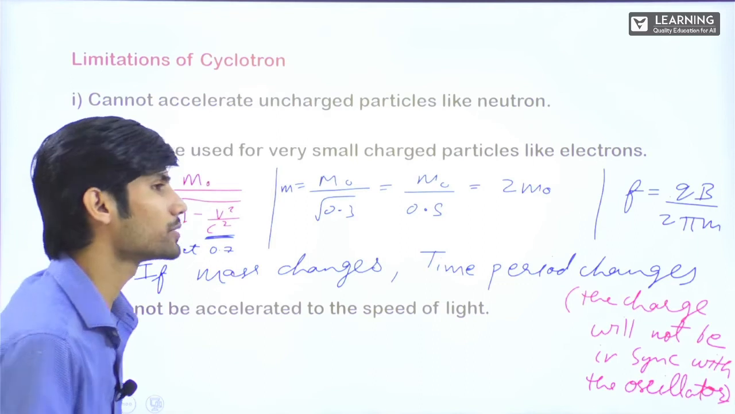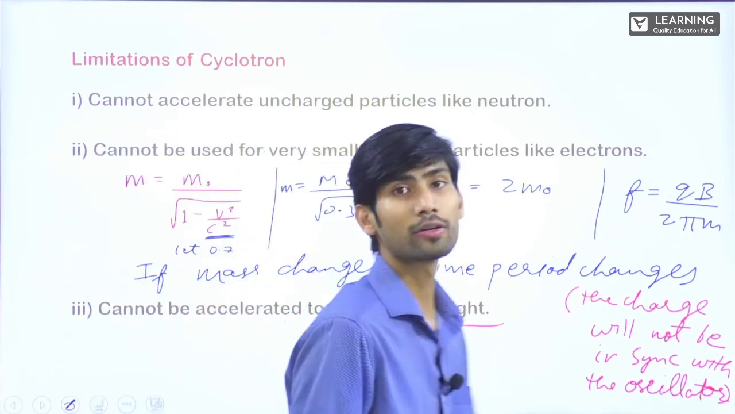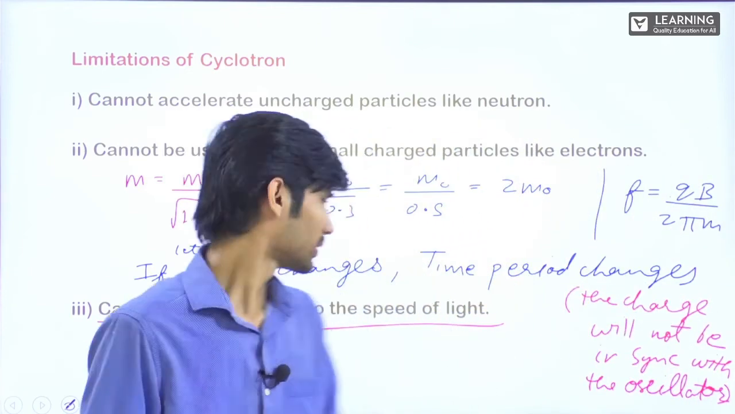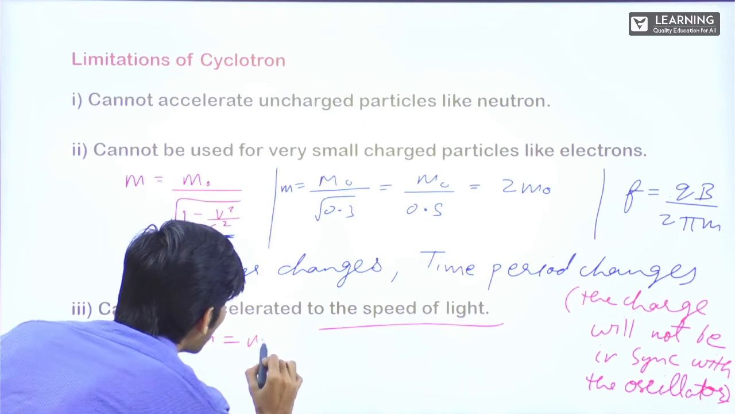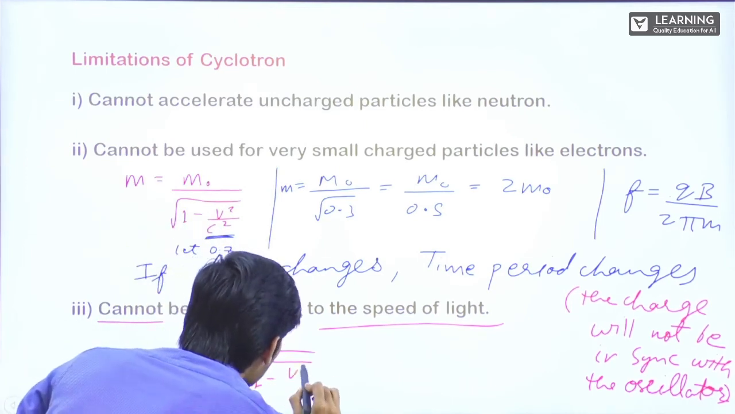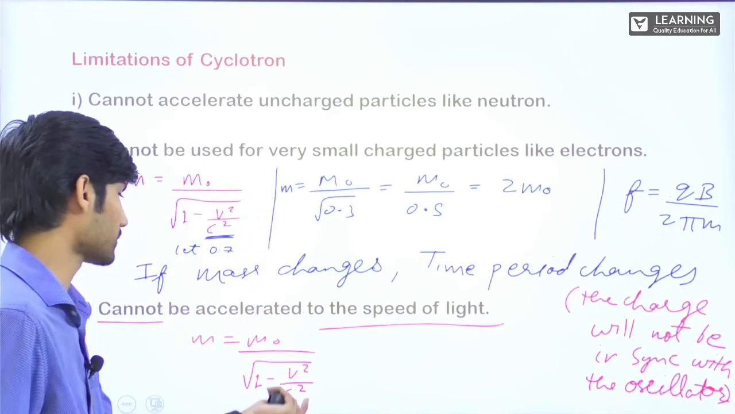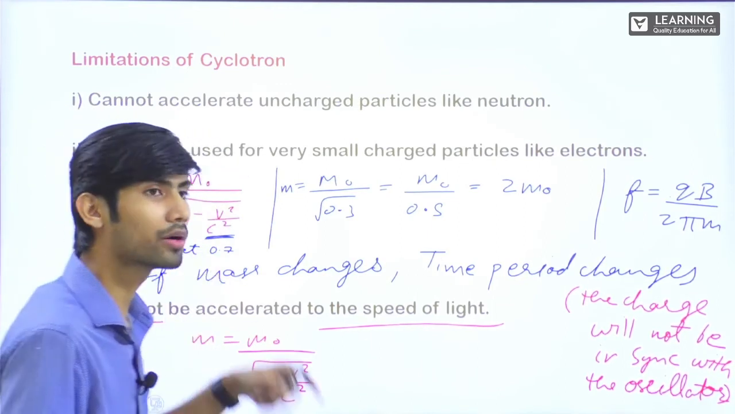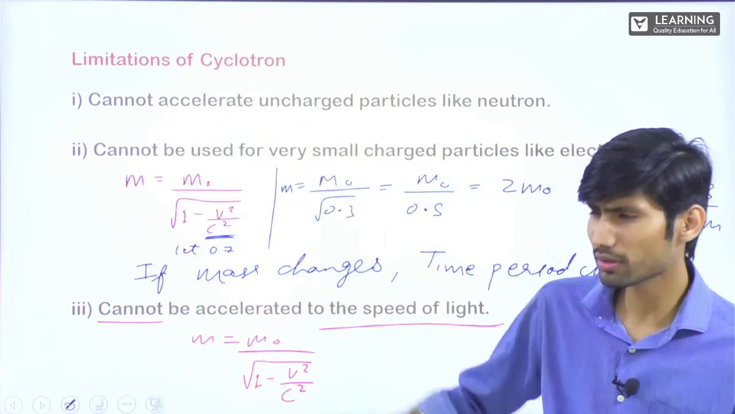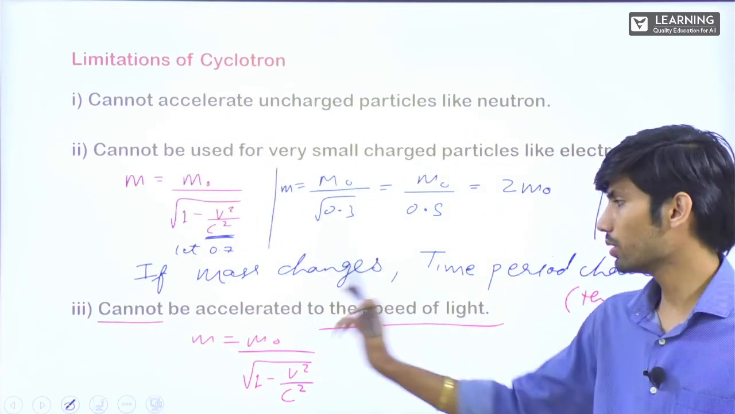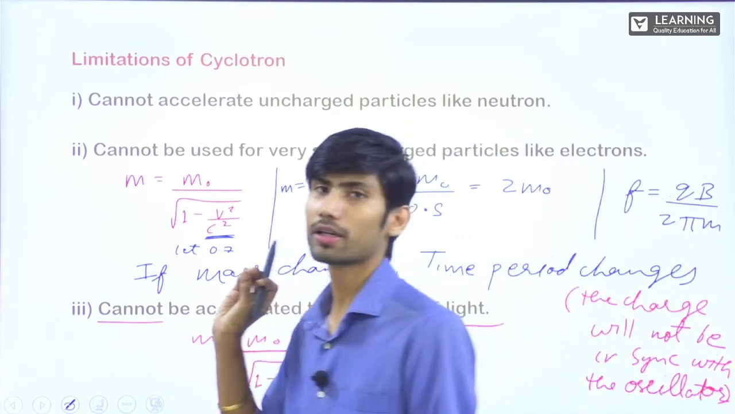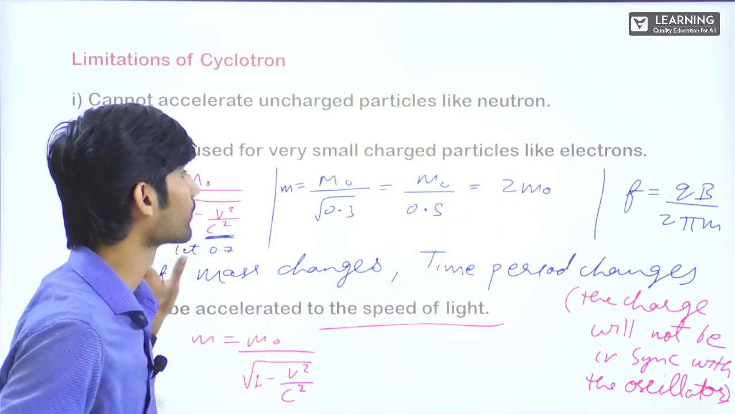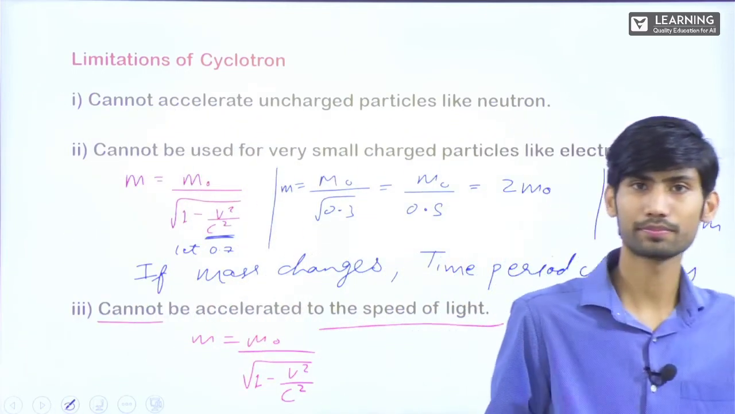A charge cannot be accelerated to the speed of light. We cannot accelerate it to the speed of light. Why? Again the same reason: m is equal to m naught upon under root 1 minus v square by c square. If this becomes the speed of light, 1 minus 1 is 0, mass will become infinity. Again the time period will change, it will become out of sync. So we cannot accelerate any charged particle to the speed of light using the cyclotron. I hope you understood these three limitations.